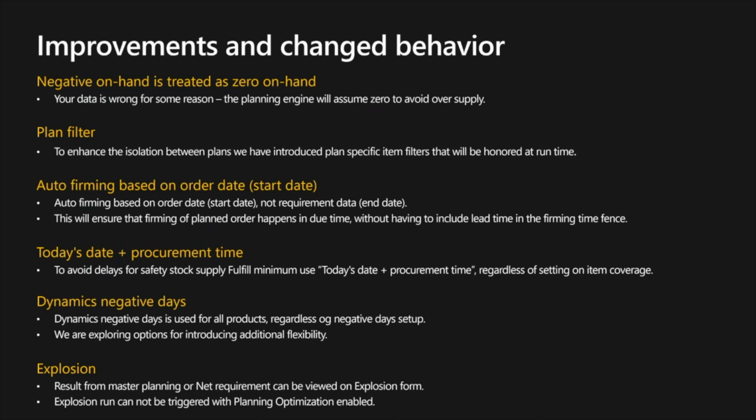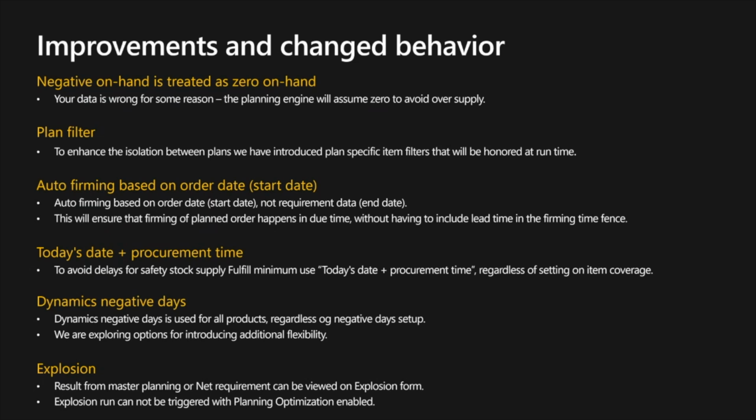The next thing here is order firming based on the order date, so the start date, and not the requirement date, the end date. For the built-in classic firming, it was done based on the requirement date, the end date, but with planning optimization, we moved it up to use the order date.